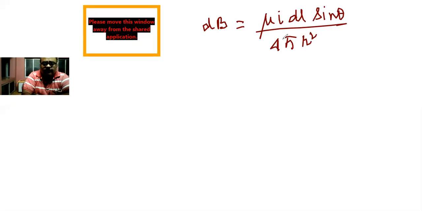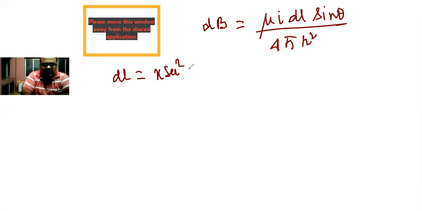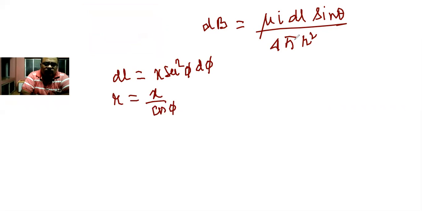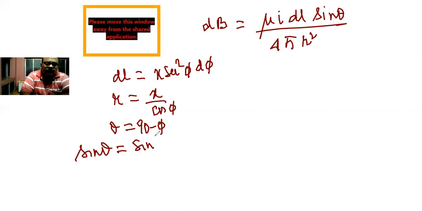So in case of this, we'll replace first of all dl. I have already told you that dl was x sec square phi d phi. And what was r, children? r was x by cos phi. And theta was equal to 90 minus phi. Therefore sine of theta will be equal to sine of 90 minus phi, which will be equal to cos phi. So I'll replace this sine theta by cos phi.